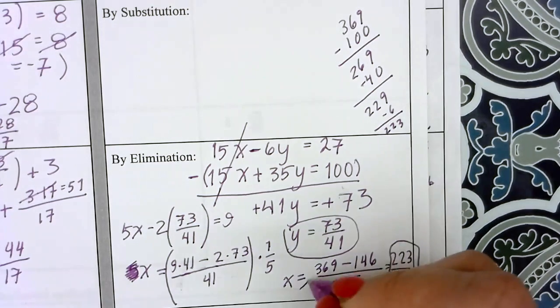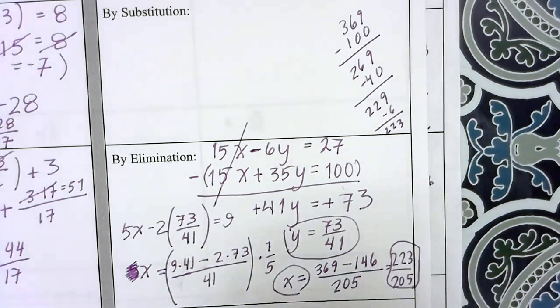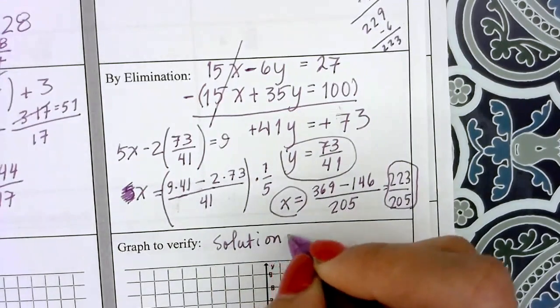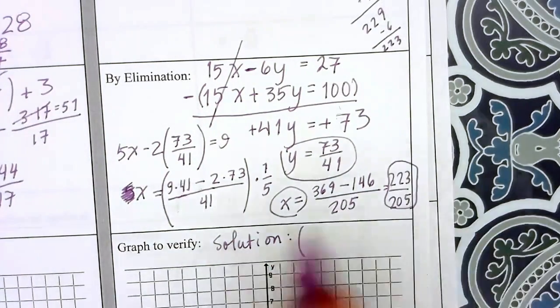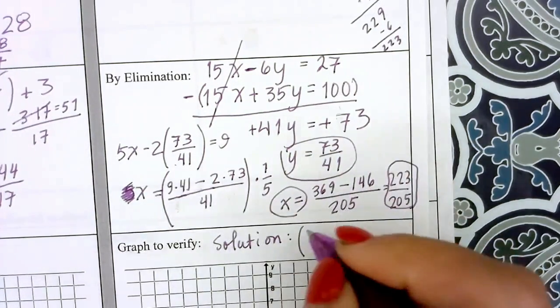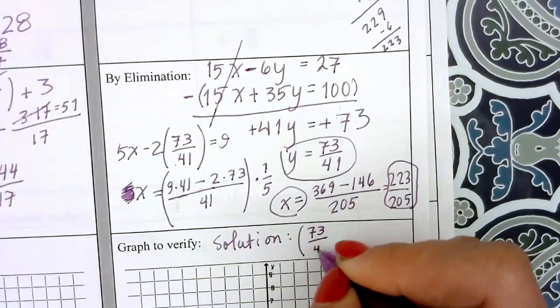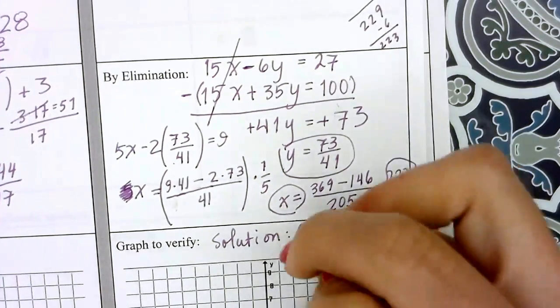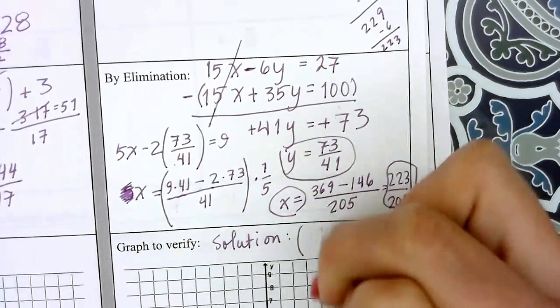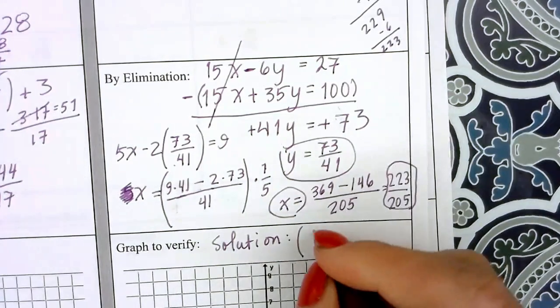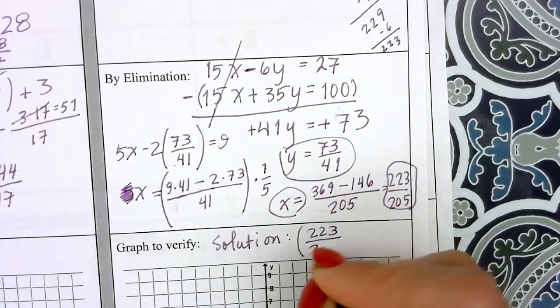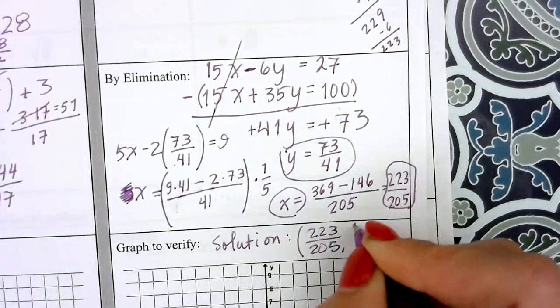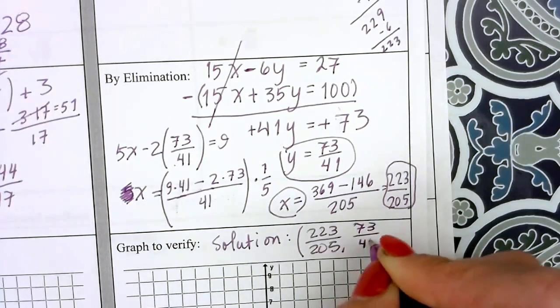I know it was a lot of work, but let's write our answer as an ordered pair. So I'm just going to fit it down here. Sorry. My solution or point of intersection is 73 over 41. Oops. Whoa. See what I did there? That would have been bad. I was putting my y value first because I found it first. Silly goose. 223 over 205, comma, 73 over 41.